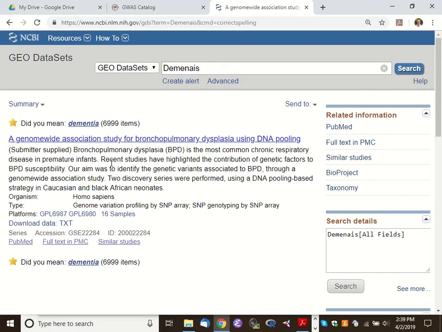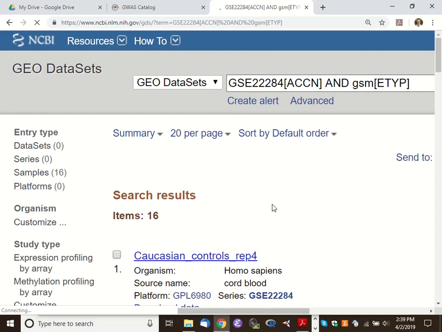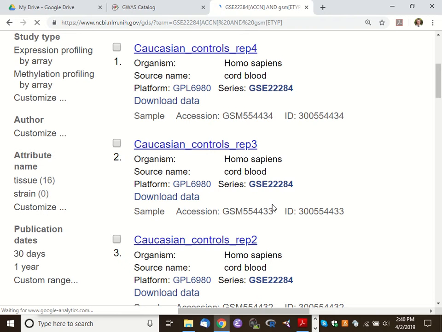I'm going to make the text a little bit bigger. Whoa, look at that. Okay, it's big. Where was it? 16 samples. Okay. So I can click on 16 samples and get a quick bit of information back. Great. Okay. So we have some Caucasian controls. Rep 4, Rep 3, Rep 2. Cord blood. Whoa. All right, that's not an easy sample to get. Cord blood 1 through 4.